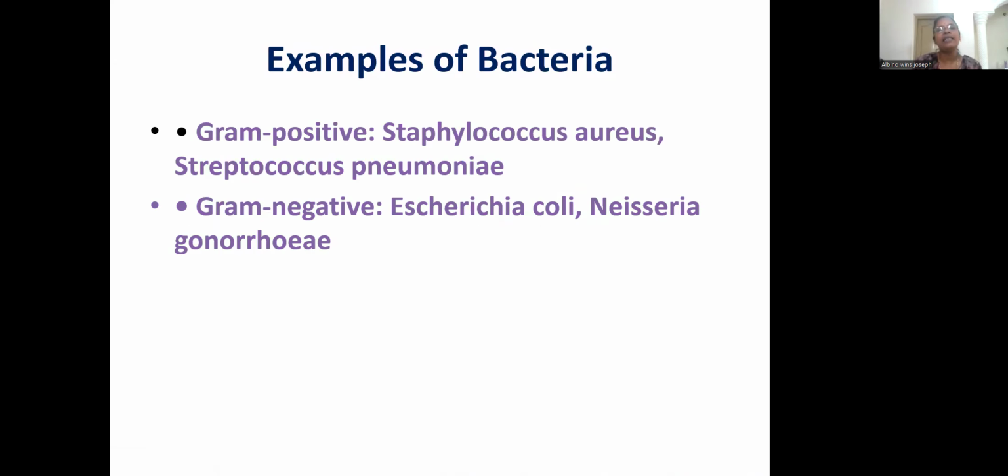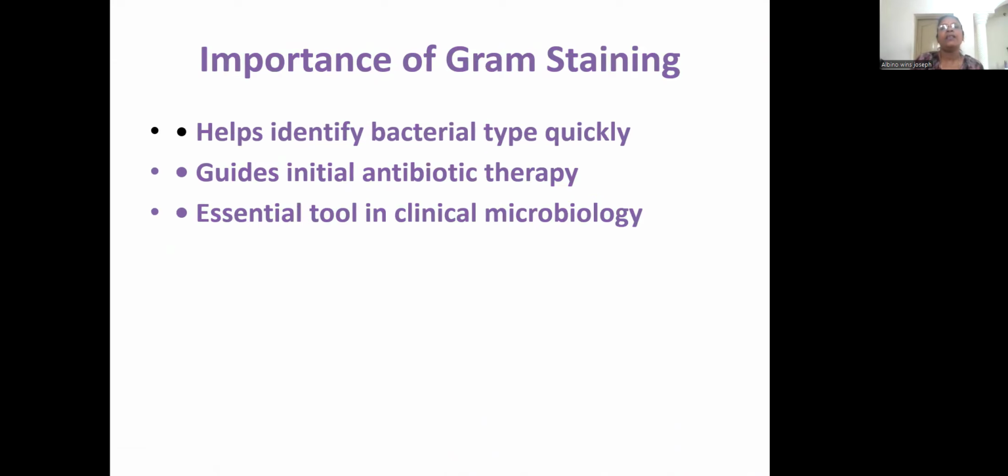So these are some examples of gram-positive and gram-negative bacteria. In the case of gram-positive bacteria, the examples are Staphylococcus aureus and Streptococcus pneumoniae. In the case of gram-negative bacteria, the examples are Escherichia coli and Neisseria gonorrhoeae. These are some of the importance of gram staining. It is used to identify bacterial type very quickly, it guides the initial antibiotic therapy, and it acts as an essential tool in clinical microbiology.